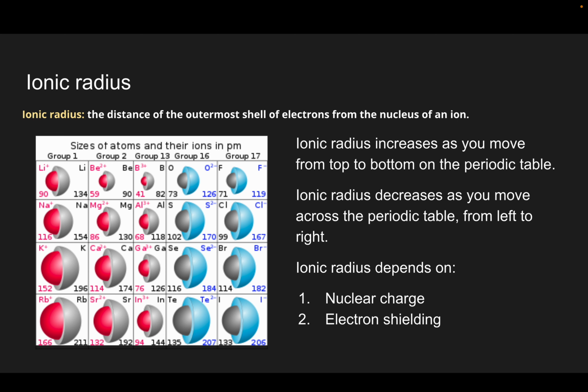And here are the aspects ionic radius depends on, and they are actually the same as in the atomic. So here, as we go down the group, shielding increases, and that's why ionic radius increases too, and nuclear charge increases, and this is why the radius becomes lower.